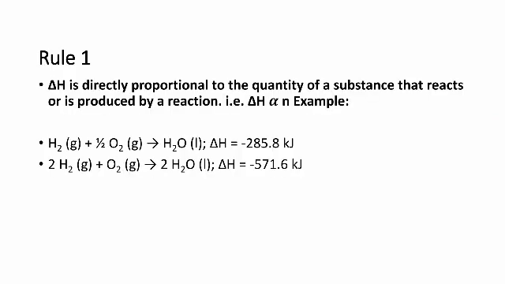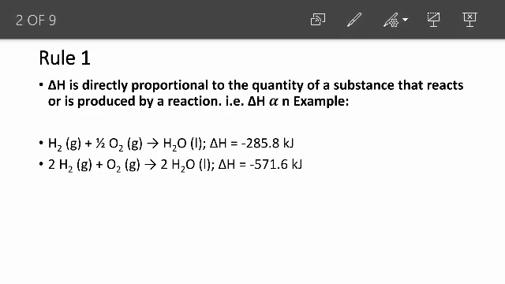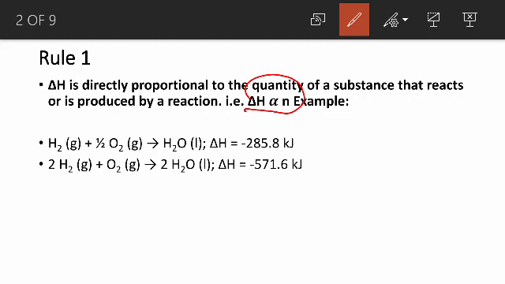Everyone, in this very video we are going to be looking at laws of thermochemistry, and the first rule here is that the delta H is directly proportional. That means the delta H for the reaction, heat of enthalpy or enthalpy change, is directly proportional to the quantity of a substance that reacts or is produced in a reaction. Okay, and we can explain that with this, that delta H is proportional to the number of moles.